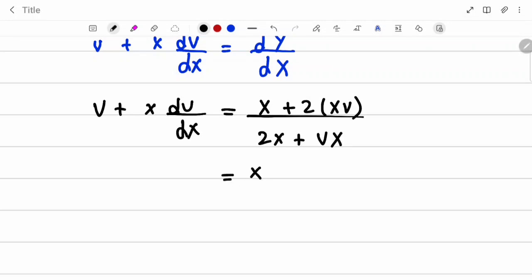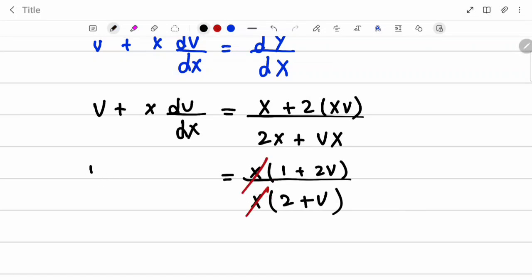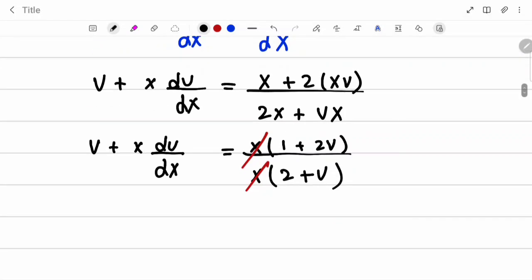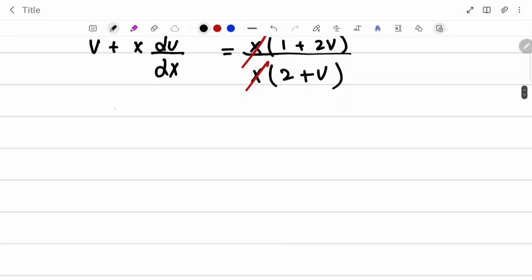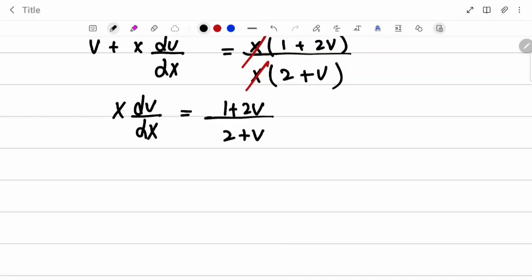So if you check out, x is common, so 1 plus 2v upon x is common, 2 plus v. So can I cross this? Yes, I can. So x dv over dx equals 1 plus 2v upon 2 plus v minus v.